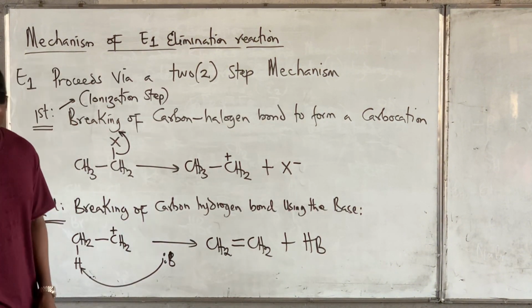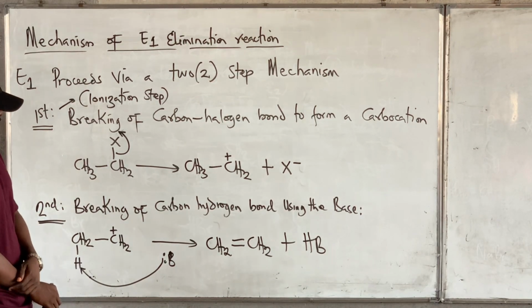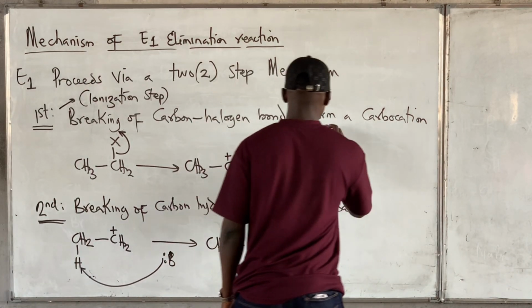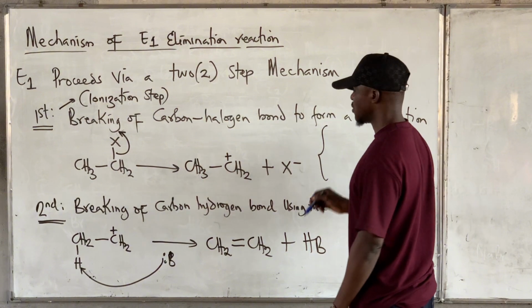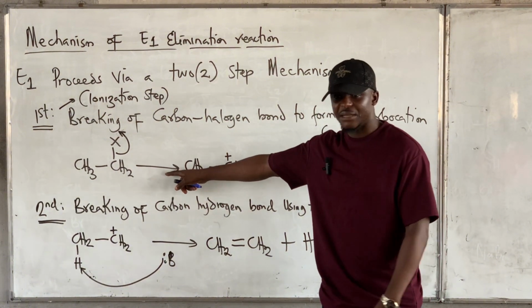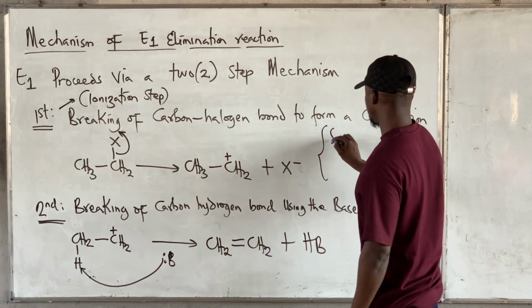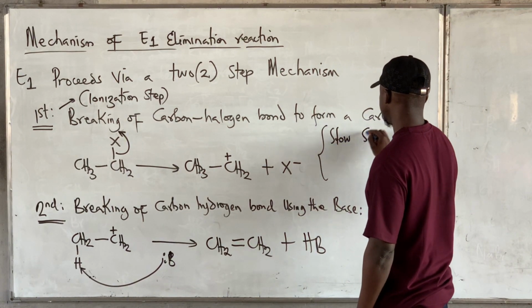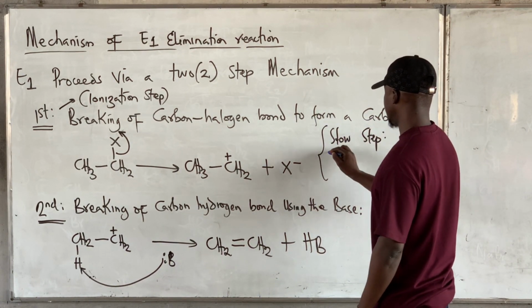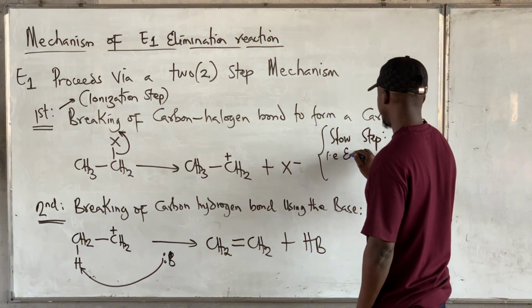Now, the second step is the fastest. The first step is the rate determining step. That is why it's called E1. So it's just this first step, the formation of the carbocation, that determines how fast the reaction will go. So it is the slow step, the energy demanding step.